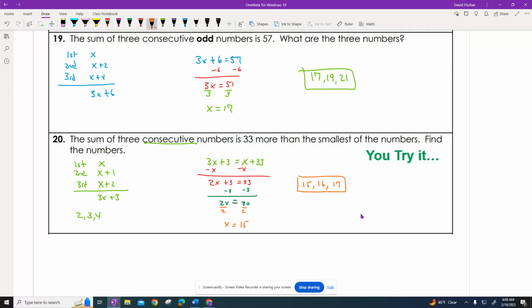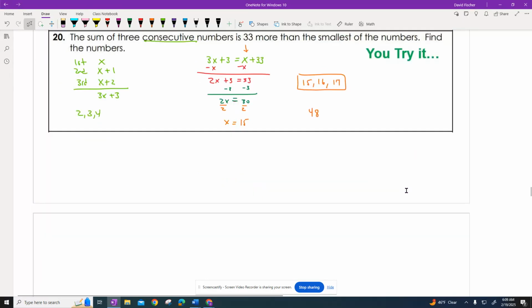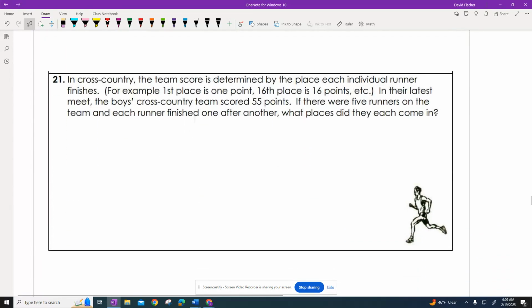Now, let's see. The 3 consecutives is 33 more than the smallest number. So if I add all these guys together, 15 plus 16 plus 17, that's 48. If I took the smallest number plus 33, 15 plus 33, do I get 48? Yep, I do. So now that makes sense. I need to read the whole problem, okay, because I forgot that x. I want 33 more than the smallest number. All right, sorry about that. We fixed it, though. Let's read this one carefully.